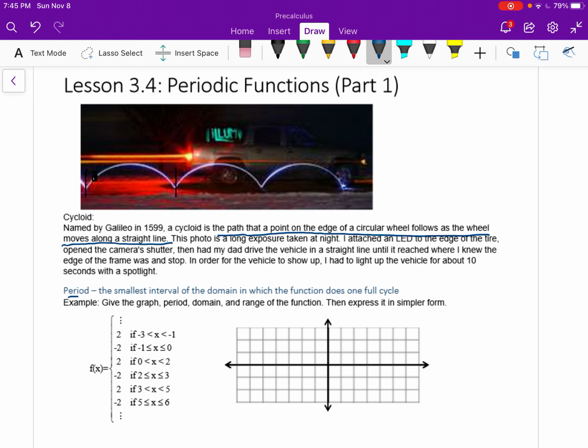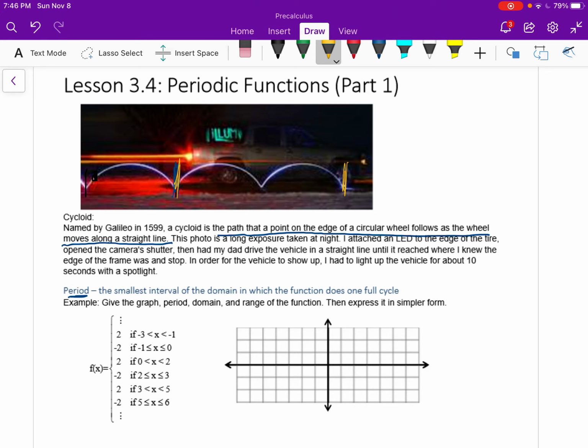So the period is the smallest interval of the domain in which the function does one full cycle. So you want to get one full cycle. We really could have said this is periodic from, I don't know if you can see that drawing, from here to here, but that's not the smallest interval.